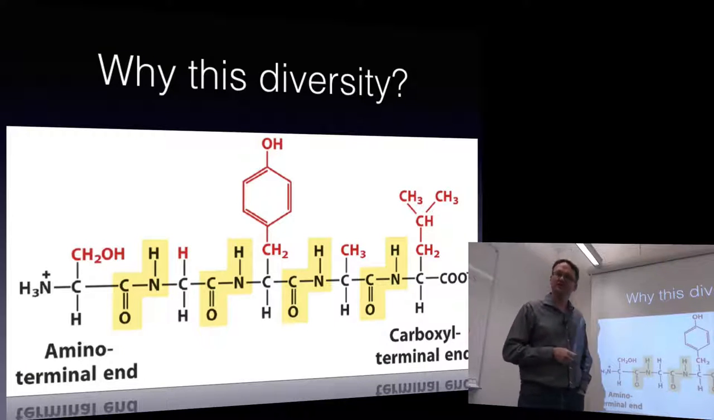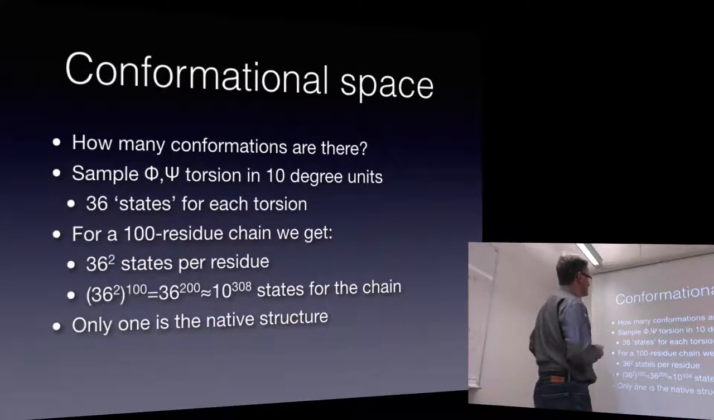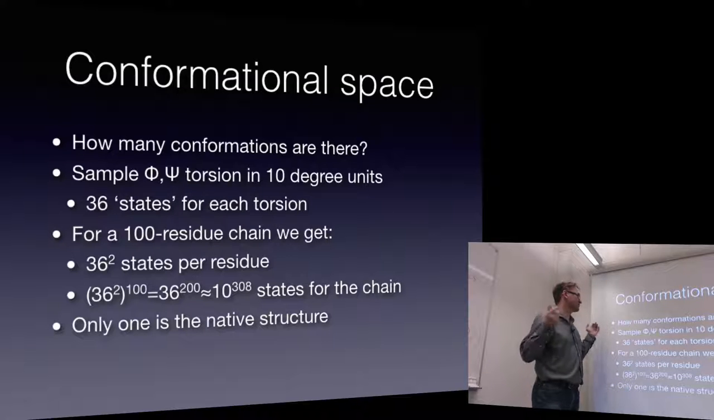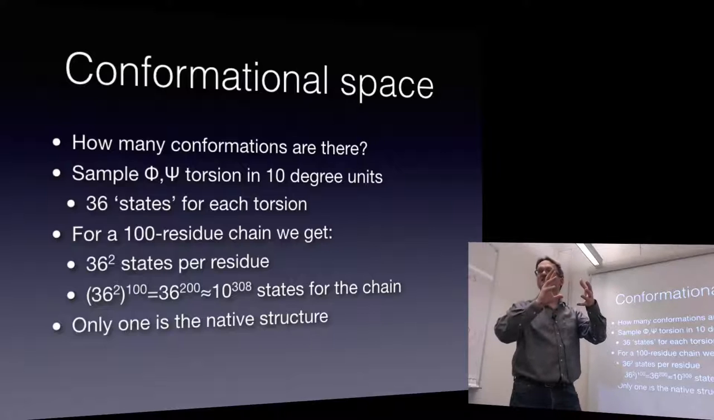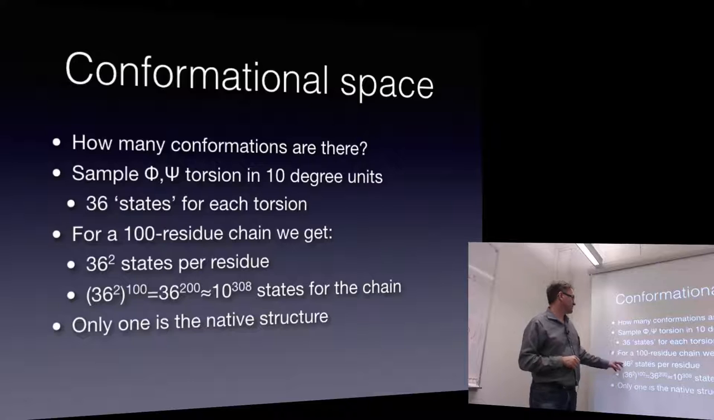I'm not sure if you brought this up in the bioinformatics course, but there is a classical example where you can toy a little bit with how many conformations there are for a typical protein. We'll get back to what these two angles are, but say there are two angles per amino acid that can move, and we sample those in, say, 10-degree intervals. That would mean there are at least 36 different ways we can put each amino acid in. And if you then have a 100 residue protein, that would be 36 squared to the power of 100, which is something like 10 to the power of 308.